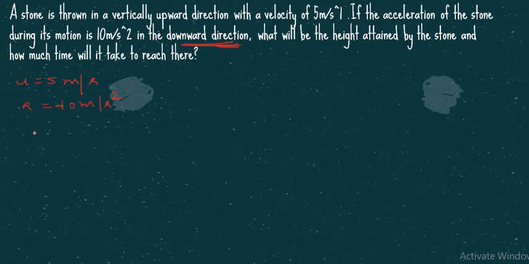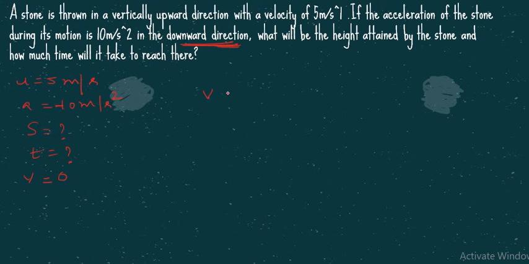I need to find S. I need to find time. And what will be the v value here? After reaching the maximum height, what will the stone do? It will be at rest there itself, right? So the final velocity will be 0. So I need to find t.